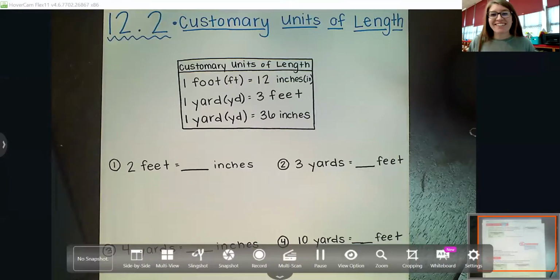Hey, fourth grade. All righty, we are back for day 2 of chapter 12. Yesterday we did 12.5 on line plots. Today we're going to be skipping 12.1 and moving right on to 12.2, talking about customary units of length.